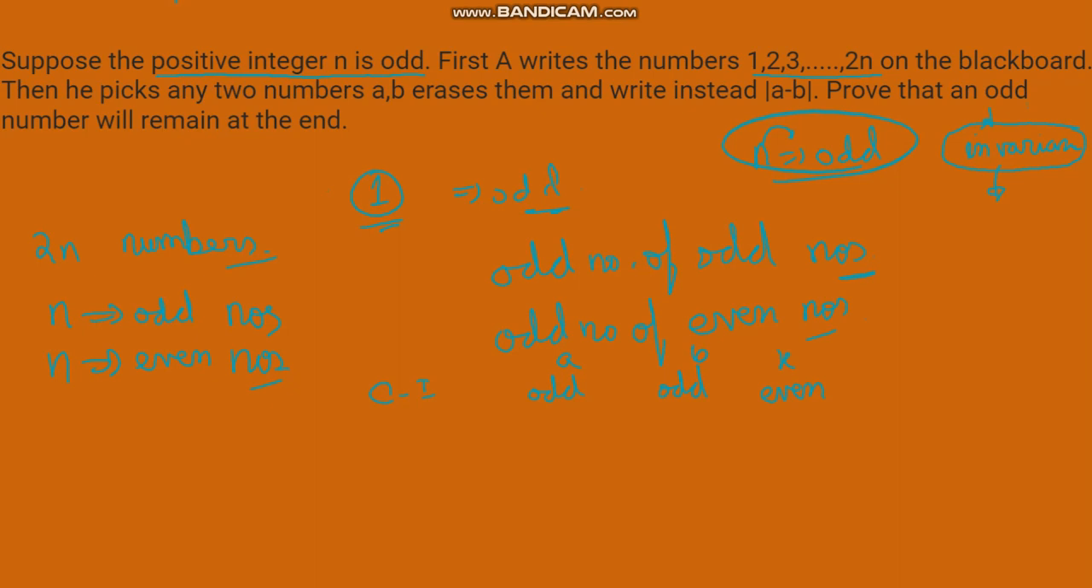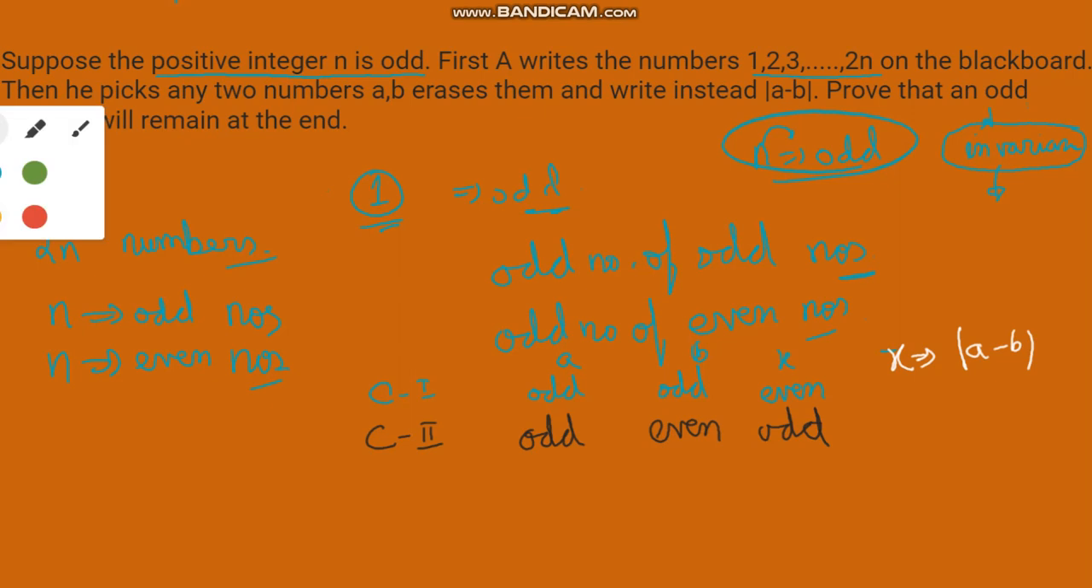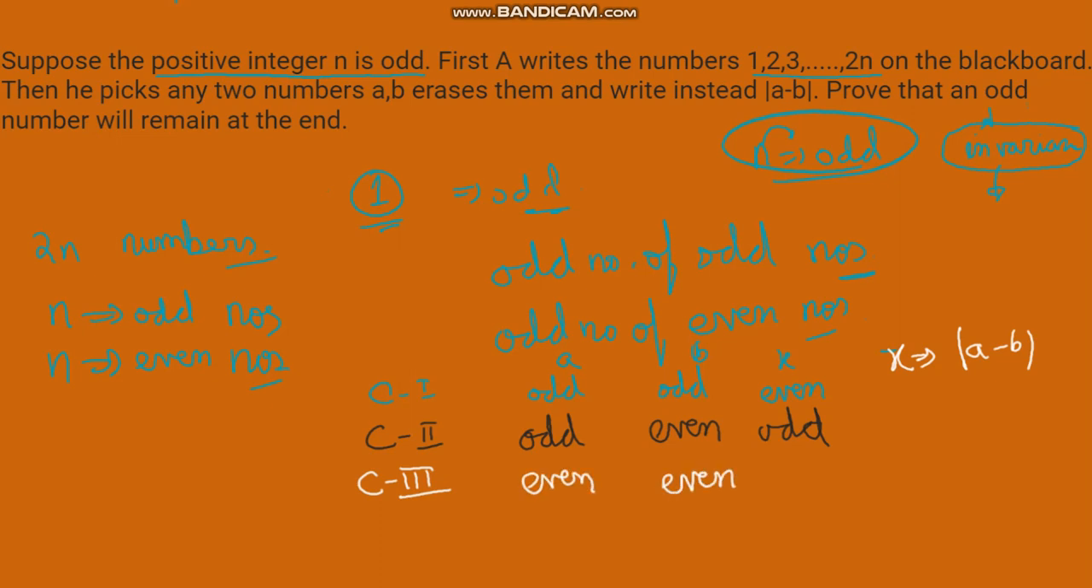I'm just keeping it in a tabular form. A, B, and X. X is the mod of a minus b. So case 1 we have written. Case 2, odd, even. What will come? Odd, sorry. Odd minus even is odd. So let's see what's there in case 3. Case 3 is even, even, even.